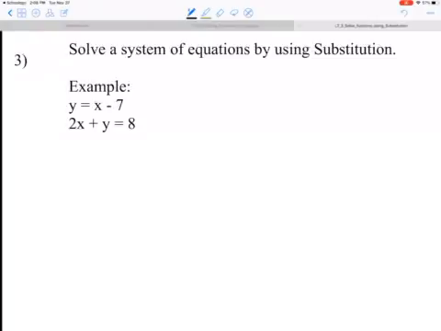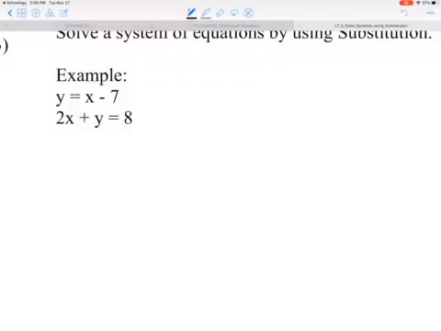Let's look at another example. We're going to solve this by substitution, but only one of my two equations has a variable equal to everything else. That's perfectly fine.